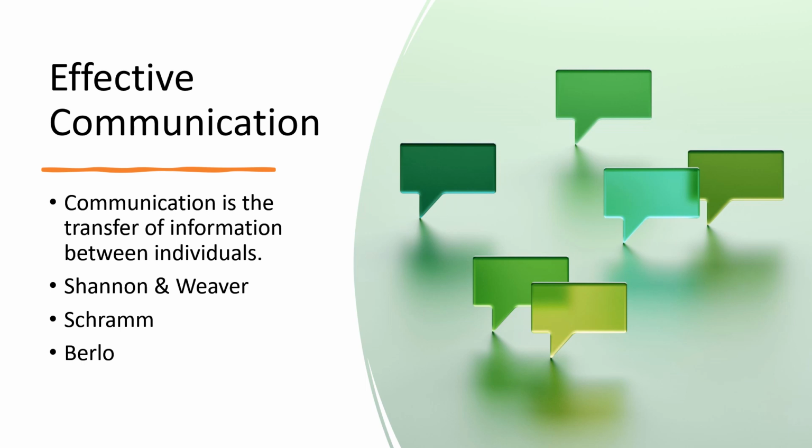Schramm modified the Shannon-Weaver model to 3 components: a sender, receiver, and a message. This model suggests that communication is an engaged process where the sender and the receiver send messages back and forth and receive feedback from one another. Feedback allows both the sender and the receiver to demonstrate that the message was received properly.